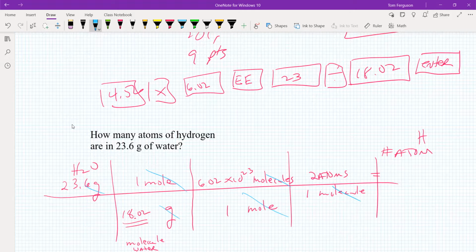Now, sometimes it's 1 to 1. Like if I said, how many atoms of oxygen are in 23.6 grams of water? This would be 1 atom per 1 molecule. So you're saying, why even put it in? Because the units won't work out if we don't put that in. Remember, the units have got to all cancel. If they don't all cancel, then it's not going to work. Dimensional analysis requires unit cancellation. Okay. Is everyone okay with the setup?